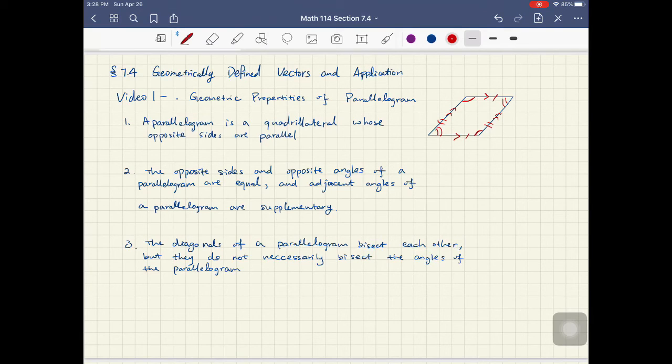Then the second part of the second property says the adjacent angles of a parallelogram are supplementary. So these two angles are called adjacent angles. If I add those two angles together, they will add up to 180. So they are supplementary angles. Similar to those two, and those two.